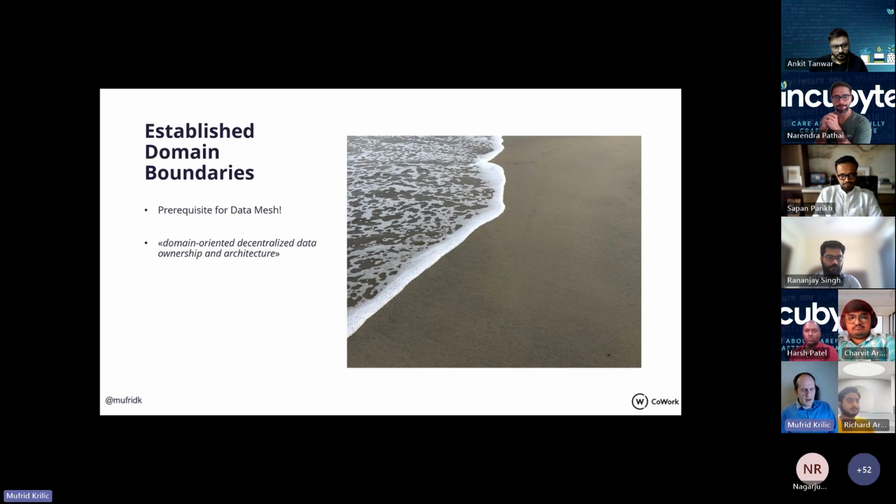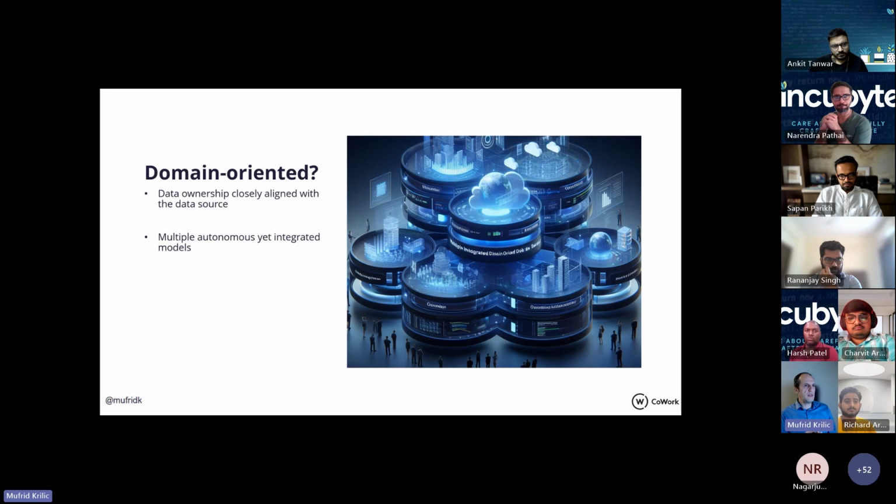And what do you mean by domain-oriented? Well, we mean that data ownership is closely aligned with data source, and the data sources are all those parts of the application or different applications generating operational data. Those are the data sources. And we want data ownership for the analytical side also to be closely aligned with the operational data sources.